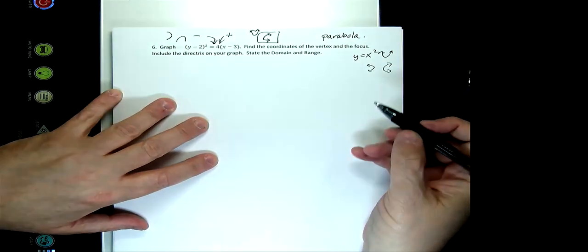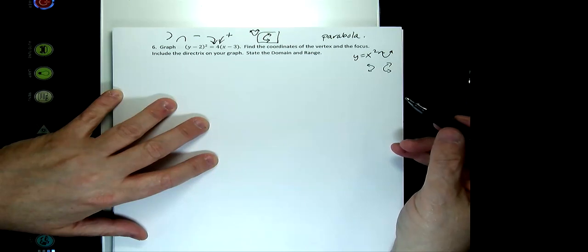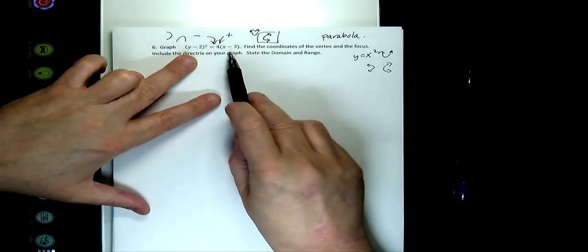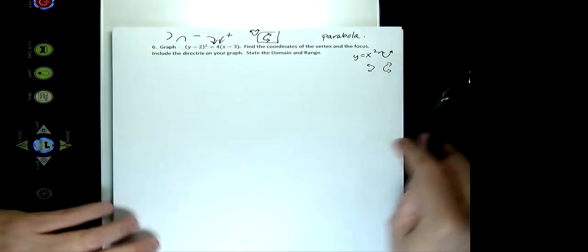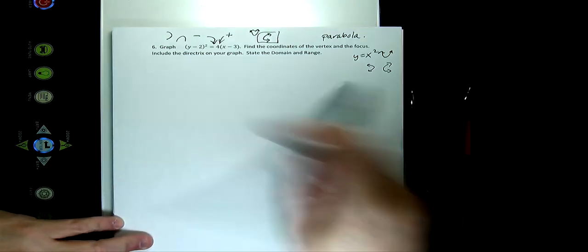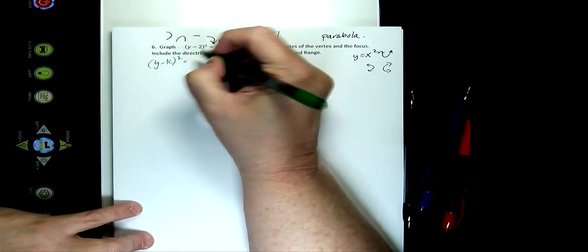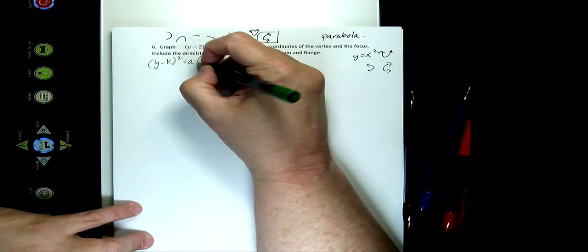The things that flip are the things that are inside the parentheses. So this is in the form y minus k squared equals a times x minus h.